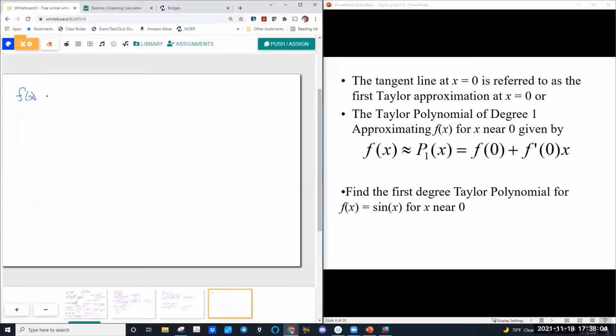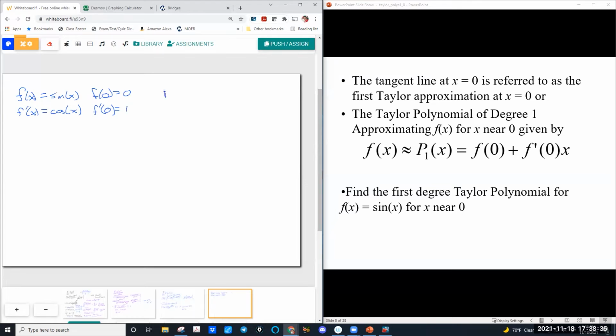So we start off with our sine function. And then what we do is we calculate its value at 0. Well, sine of 0 is 0. So nothing really added there. We also find the first derivative. Derivative of sine is cosine. And then we plug in 0 into that first derivative. Cosine of 0 is 1.